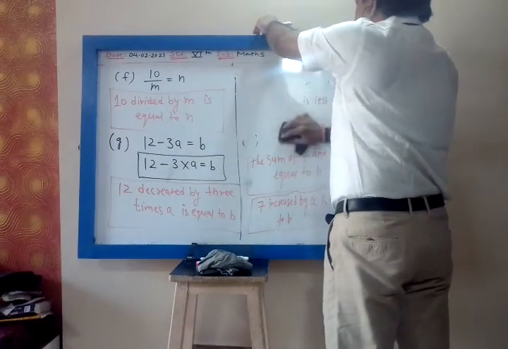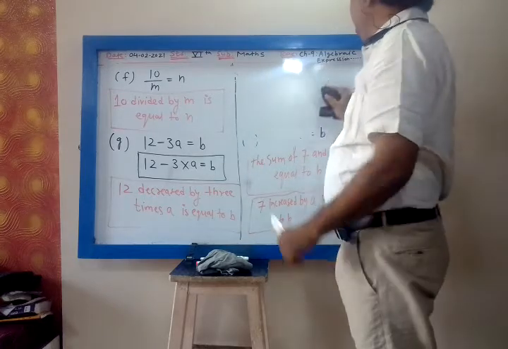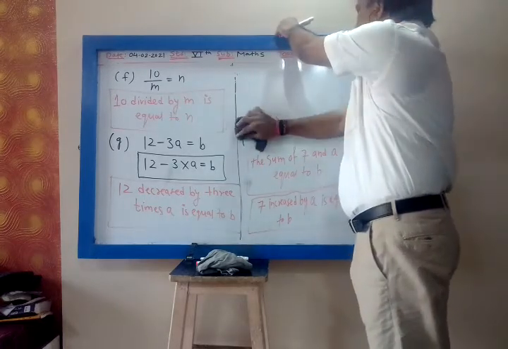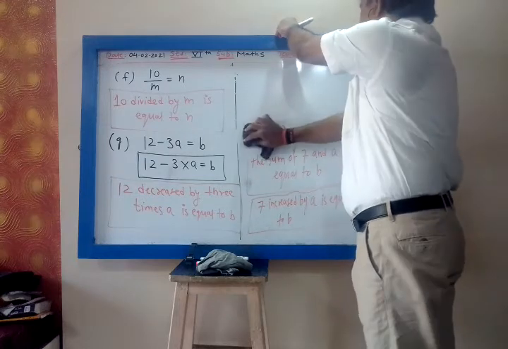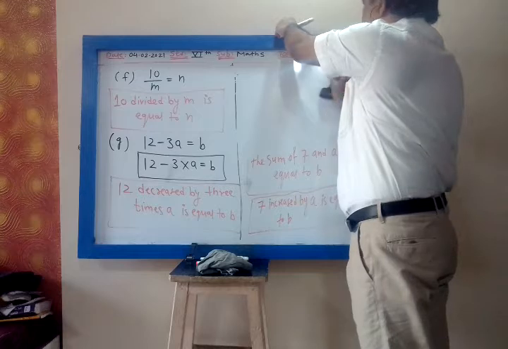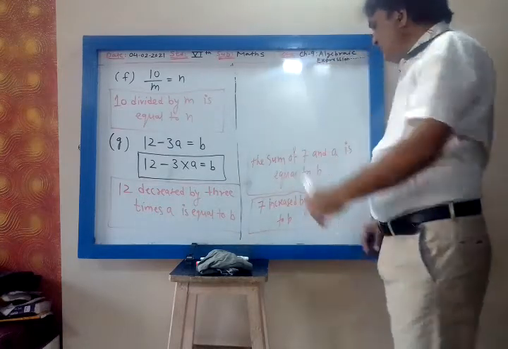You can write the difference of 12 and 3 times A is equal to B. Yes, that also you can write.